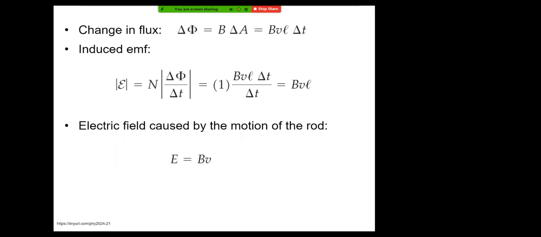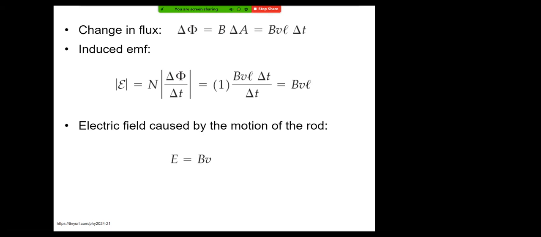Okay, so in this case, if we take a look, I think I just showed this on my paper over here. The change in flux, you can calculate in this case as B times delta A, because B is not changing, and theta is 0, so there's no cosine theta term. Delta A is equal to L times v times delta t, or v times delta t, sorry, delta x times L. So the induced EMF magnitude is equal to n times delta phi over delta t, where n is equal to 1, and B L v delta t over delta t will cancel out, equals B times v times L.